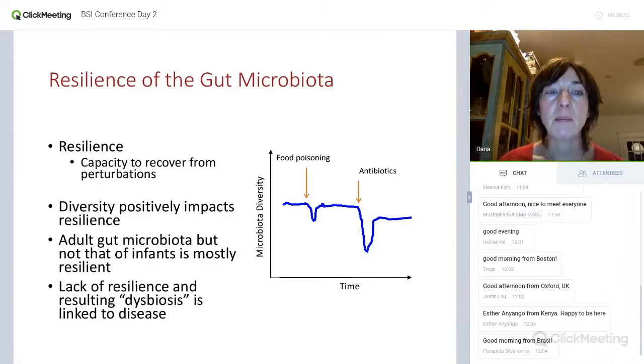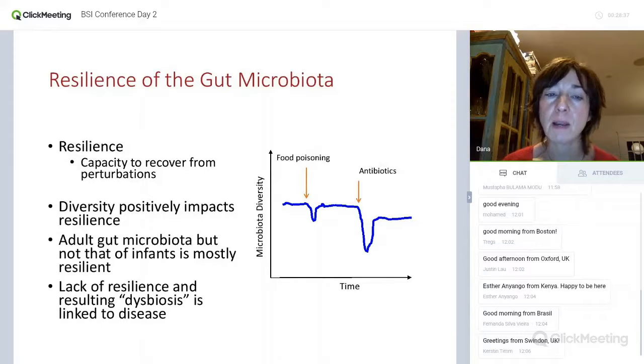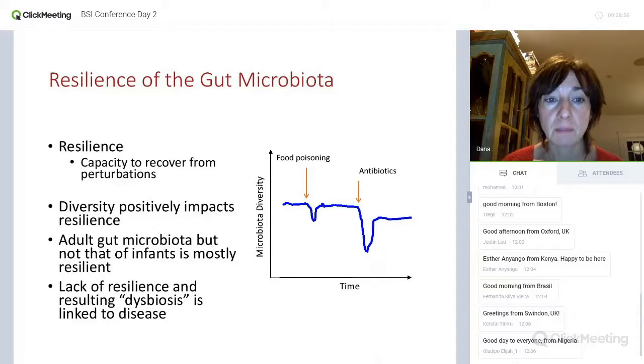That's one thing many people talk about in relation to the microbiota and disease: the capacity of the microbiota to recover from perturbations, and that's the definition of resilience. So the more diverse the microbiota is, the better it is at bouncing back from any of these perturbations. And you can see in this graph, just as an example, food poisoning and antibiotics, or a food infection, would be a perturbation that would affect the microbiota. The adult gut microbiota is much more resilient compared to that of infants.